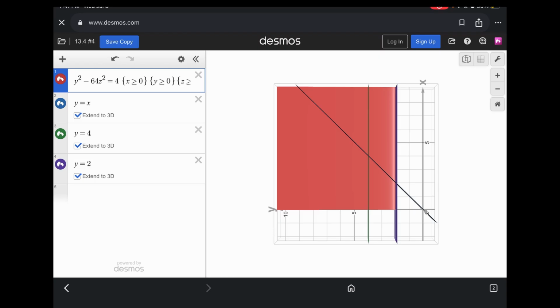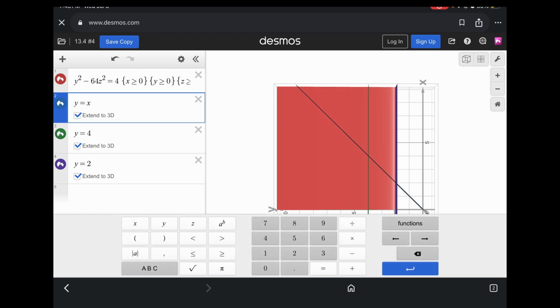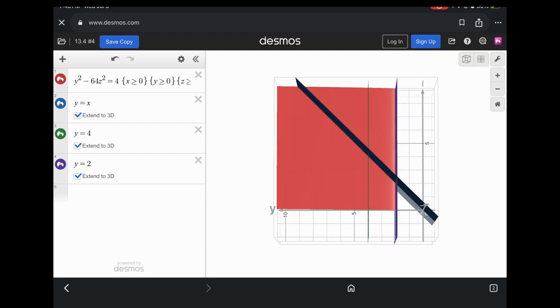Our bounds are going to be from 0 to the square root of y squared minus 4, divided by 8, for our z, because we isolated for z. Our x, because we have to convert from y to x in this case, we're going to have our dx be from 0 to y, and then our y varies from 2 to 4.